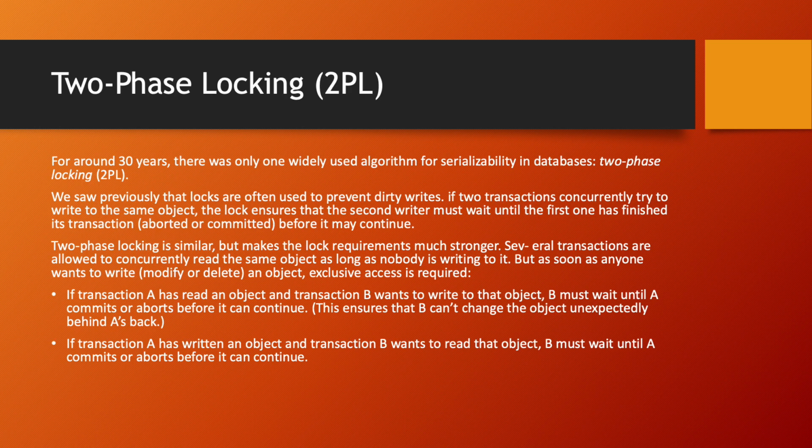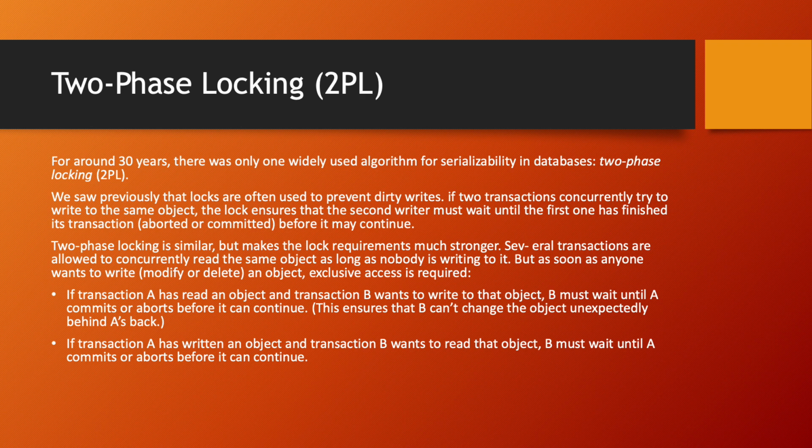Two-phase locking. For around 30 years, there was only one widely used algorithm for serializability in databases, that is two-phase locking. We saw previously that locks are often used to prevent dirty writes. If two transactions concurrently try to write to the same object, the lock ensures that the second writer must wait until the first one has finished its transaction, either aborted or committed, before it may continue.